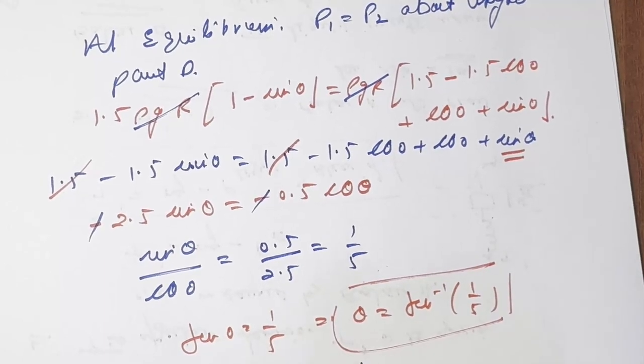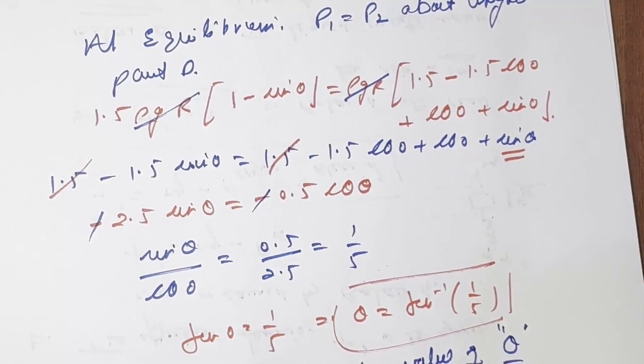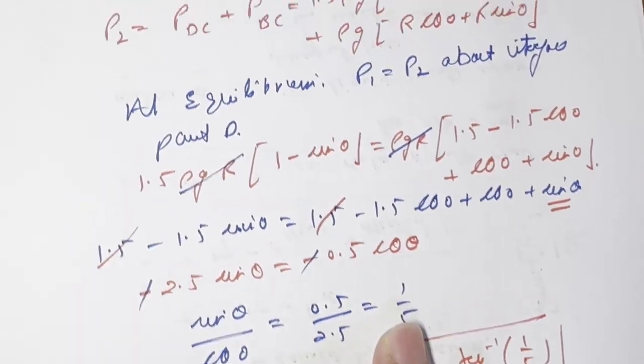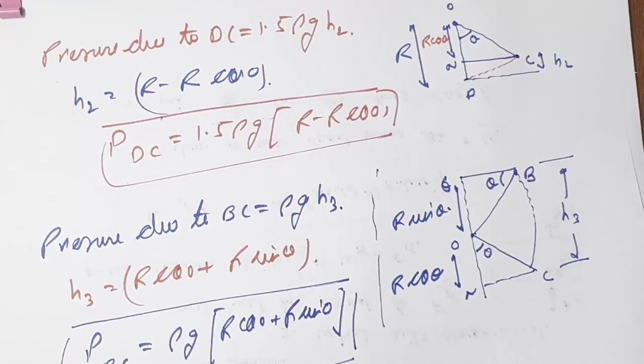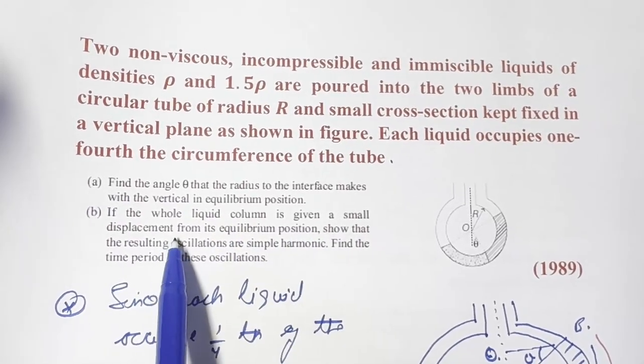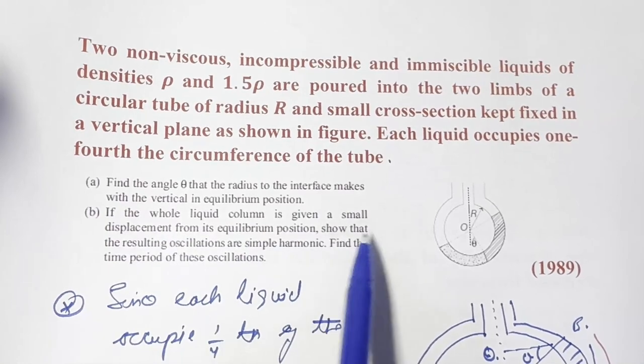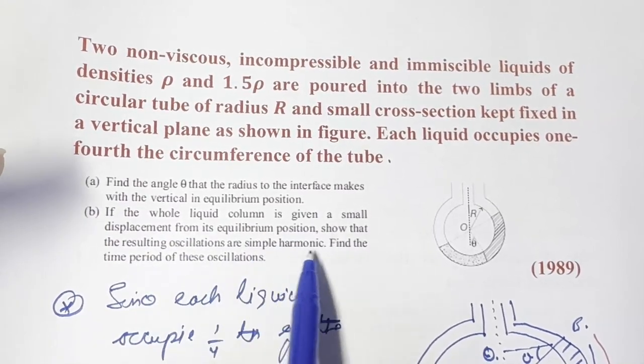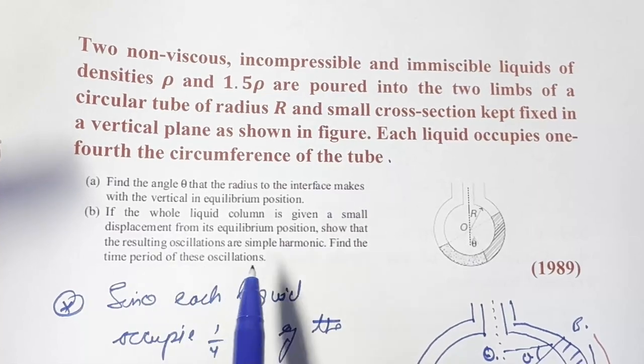This is the value of theta. So we just completed our first part. Now we start our second part. In the second part, it is said that if the whole liquid column is given a small displacement from its equilibrium position, show that the resulting oscillations are simple harmonic. Find the time period of these oscillations.